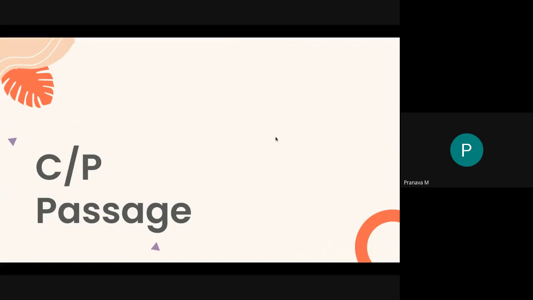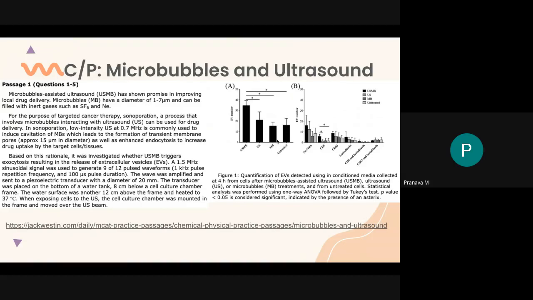So the first is the chem physics passage. This is a physics passage dealing with microbubbles and ultrasound. So passage 1 says, microbubbles assisted ultrasound has shown promise in improving local drug delivery. Microbubbles have a diameter of 1 to 7 micrometers and can be filled with inert gases such as SF6 and neon for the purpose of targeted cancer therapy.